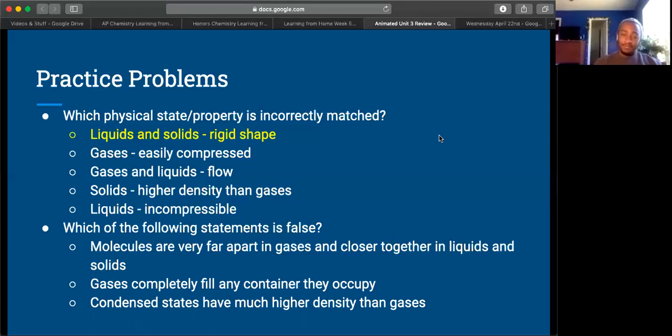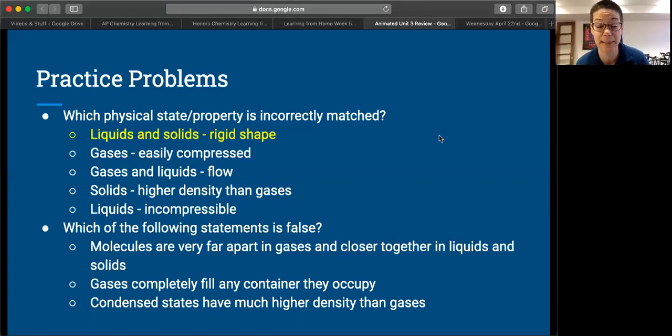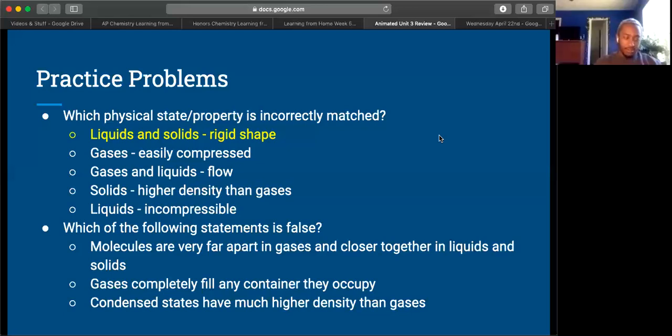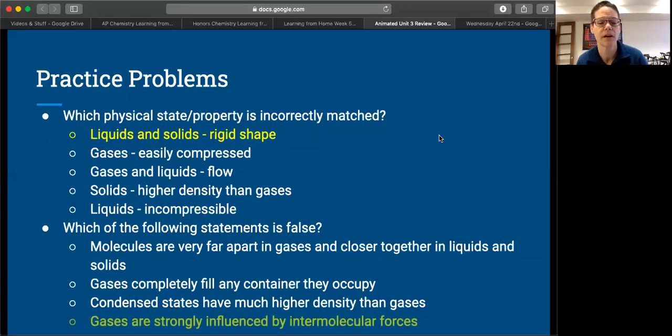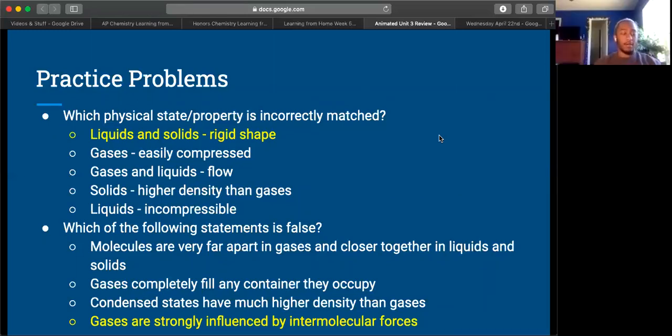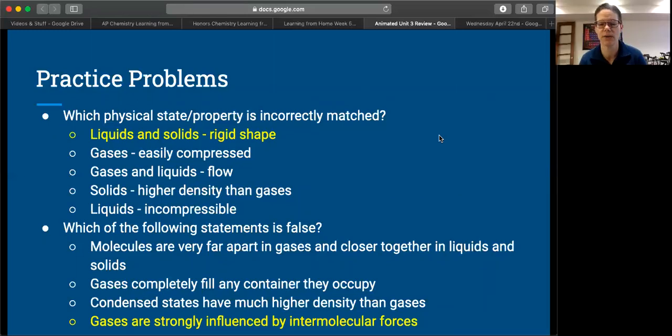Condensed states have much higher density than gases. Yeah, true. Condensed states referring to either liquids or solids. And then lastly, gases are strongly influenced by intermolecular forces. That's false. They're too far apart, right? You can't actually have a force between two particles that are on opposite sides of the room.